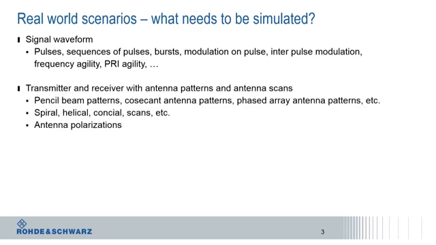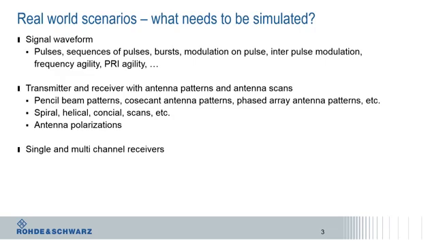Then, of course, in the real world, there are transmitters and receivers, and they have an antenna pattern. And sometimes they also have rotating antennas. So antenna patterns have to be considered. If antennas are rotating, antenna scans have to be considered, like spiral scan or helical scan. Of course, each antenna has its polarization, so polarization also has to be considered in the simulation.